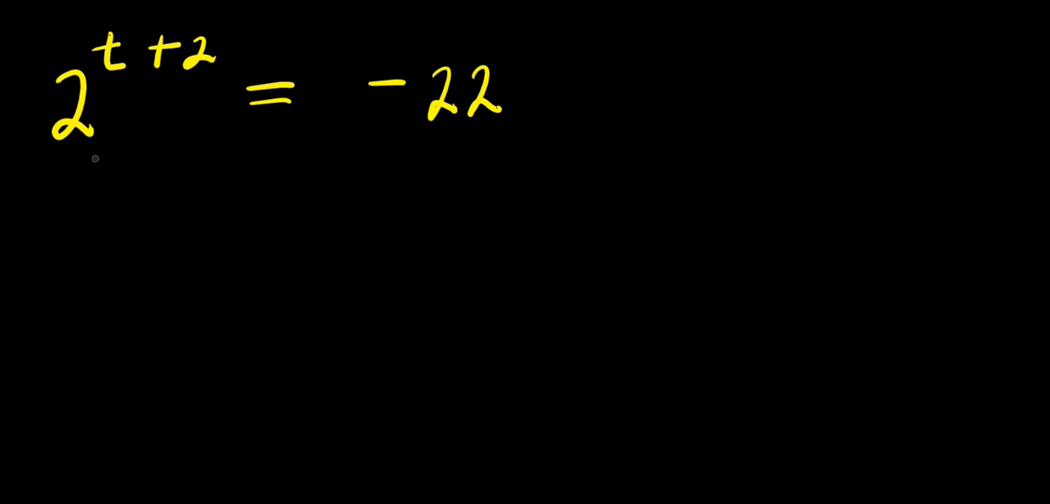Hello, how to solve 2 to the power of t plus 2 equals negative 22. Now, if you have a power n plus m, this equals a power n times a power m.